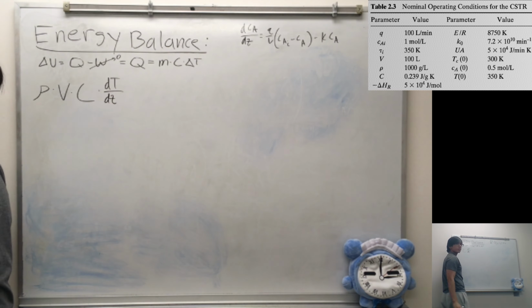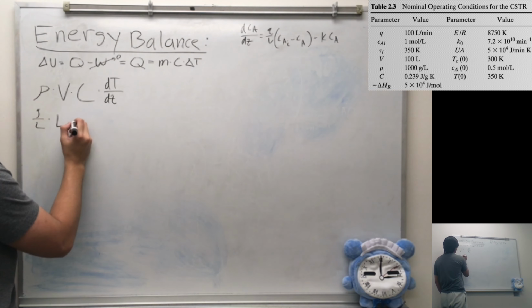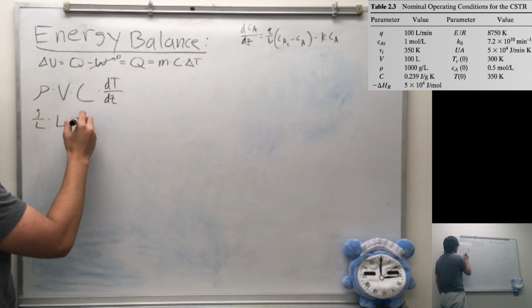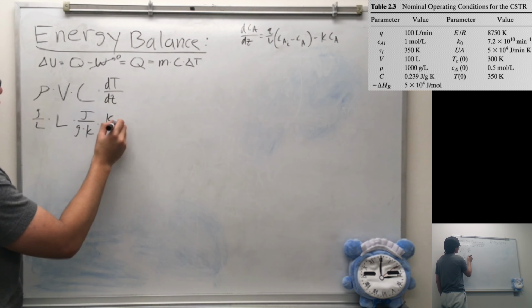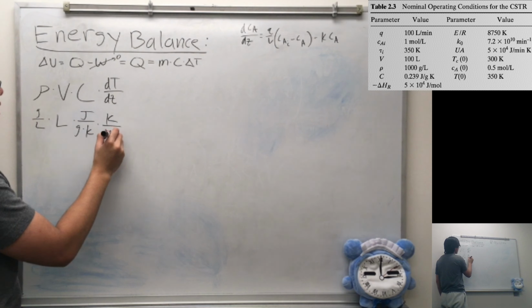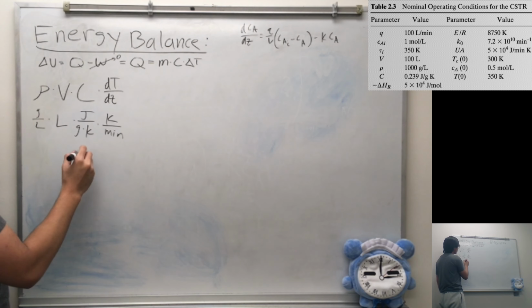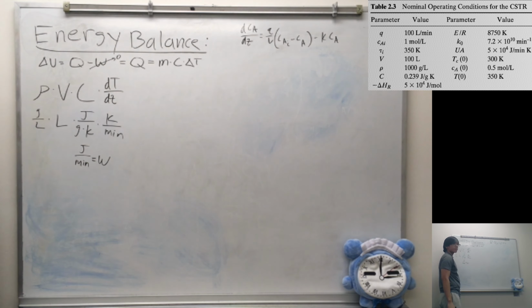So breaking down units, just so we can get a clearer picture, density is grams per liter, volume is liters, and our specific heat constant is actually joules per gram per Kelvin, and now we have Kelvin per time, which is minutes. Breaking down our units, liters cancel, grams cancel, Kelvins cancel, and you're left with joules per time, which we know is just watts. Cool, so this is what we want to end up with, our units in watts.